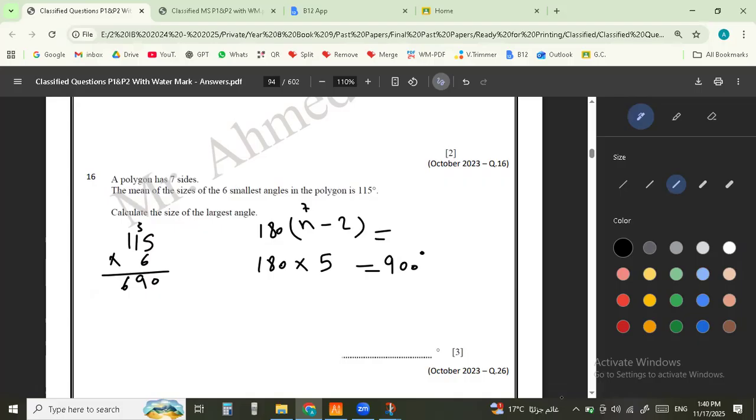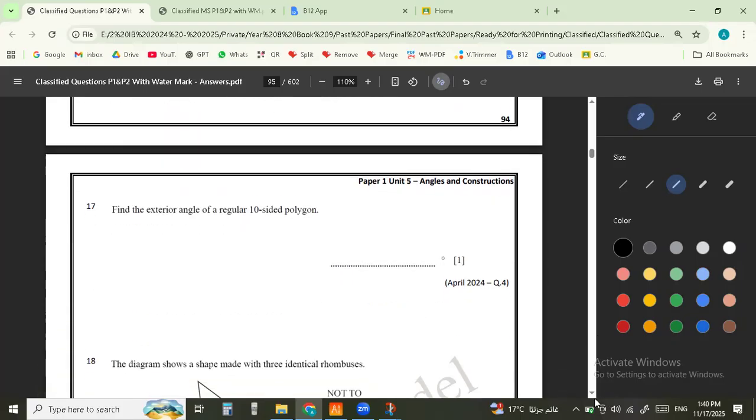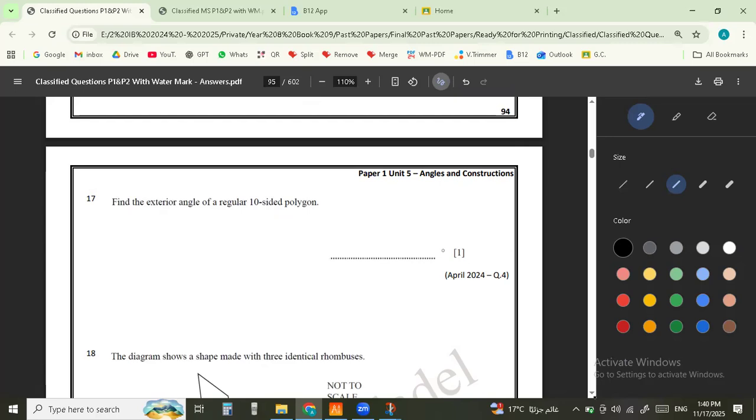I found, dear mister, that the 6 smallest angles are altogether 690. So the seventh angle is 900 minus 690, which is 210 degrees. So 210. Find the exterior angle of a regular 10-sided polygon. We learned that the exterior angle equals 360 over n, which is 360 over 10, which is 36 degrees.